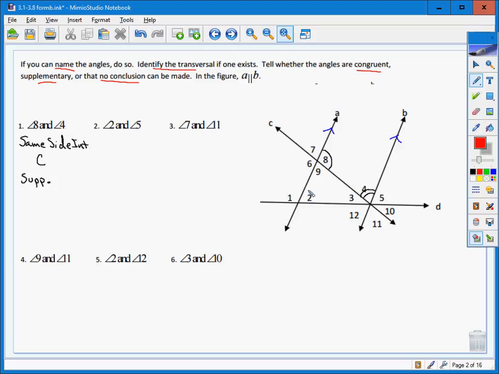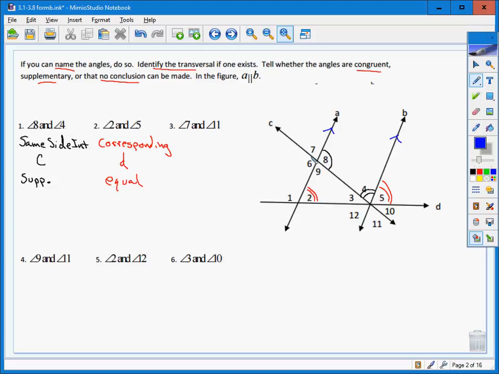Angle 2 and angle 5. They're formed by line A and B and D. D ends up being the transversal. 2 and 5, they're both on the right and on the top of the transversal, so they are corresponding. And because they are corresponding angles, they would be equal since A and B are parallel to each other.